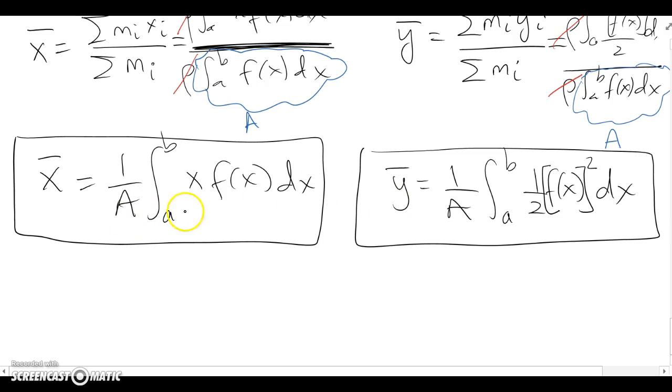And once you find them, since there's a lot of calculations going on, you should look at your region to make sure it makes sense that the center of mass would actually lie there.